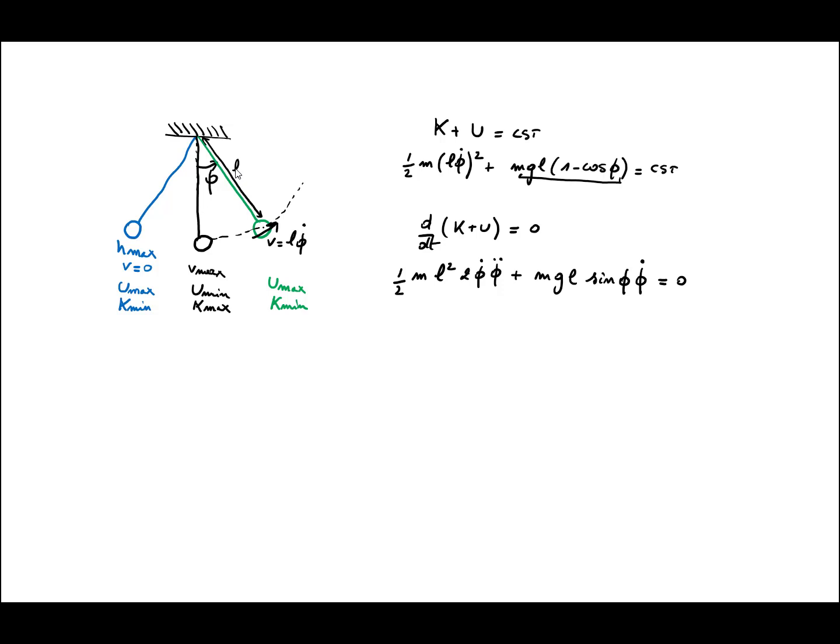So there will be a lot of simplifications over here. We have also the L, so the square will disappear, and the phi dot over here, and we end up with the well-known equation of a pendulum: phi double dot plus g over L sine phi is equal to 0.